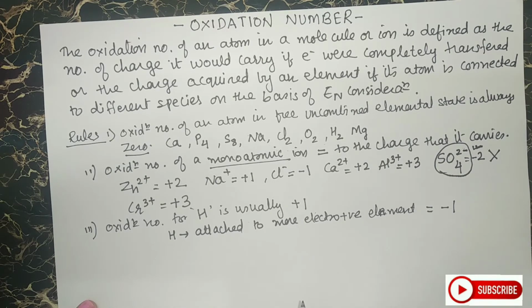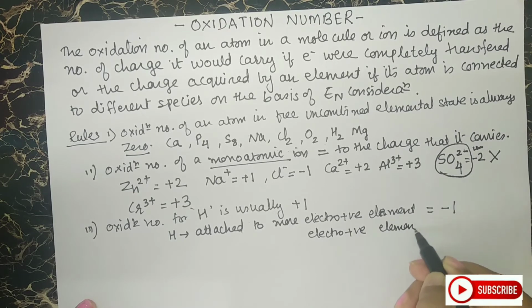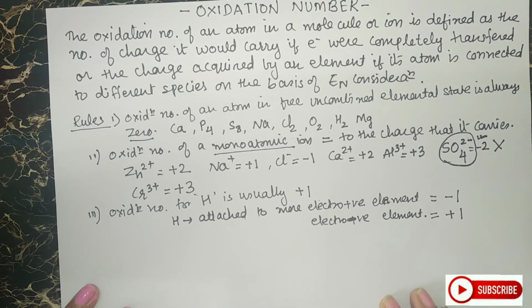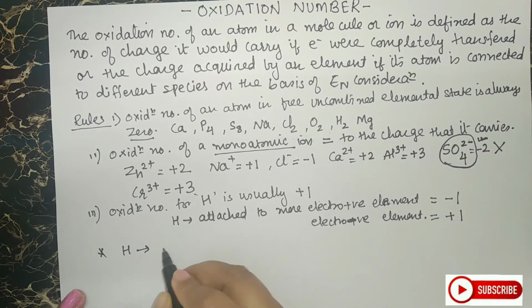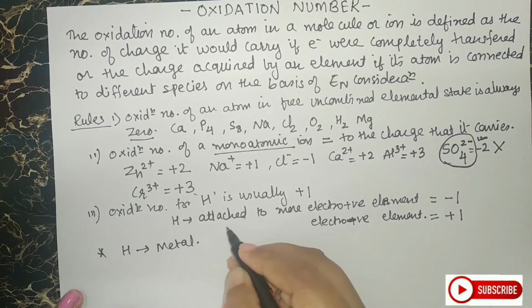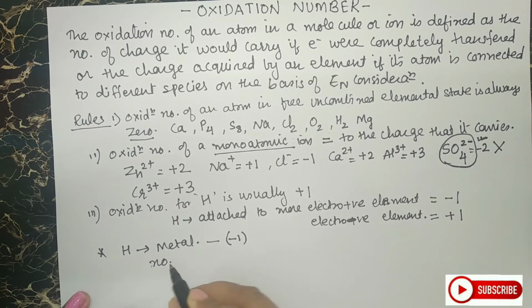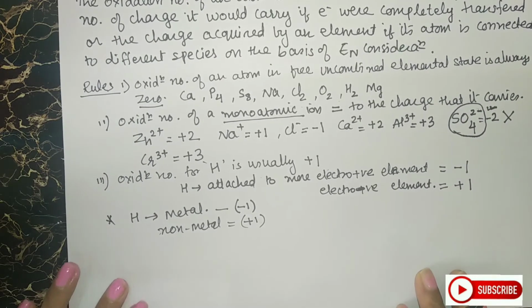While when this hydrogen is attached to an electronegative element, then it will become +1. So those are the two things that we have to consider. In short, you can say that when hydrogen is attached to a metal, then its oxidation number is -1, and when it is attached to a non-metal, then its oxidation number is +1. Let us understand this concept by taking a few examples.